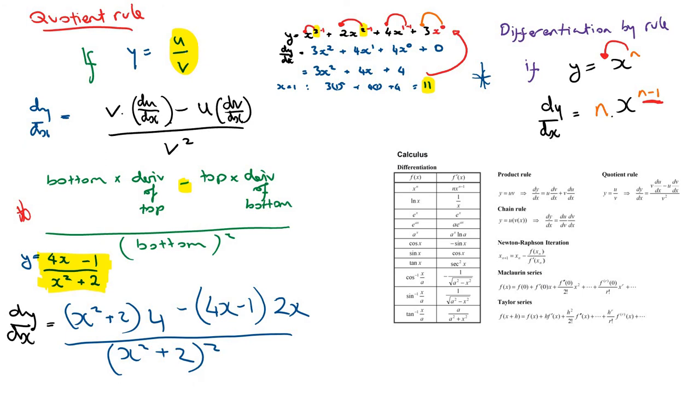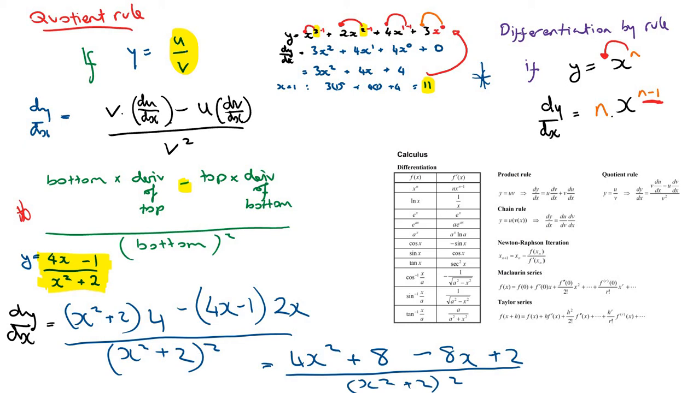So all I'm going to do is tidy up the top part here. We've got 4x squared plus 8 minus 8x squared plus 2x, all divided by x squared plus 2 all to be squared. And that just tallies up to 4x squared minus 8x plus 10 all divided by x squared plus 2 all to be squared. Okay, so I'm not going to expand that any further. There's not going to be any common factors there which allow me to simplify that down.